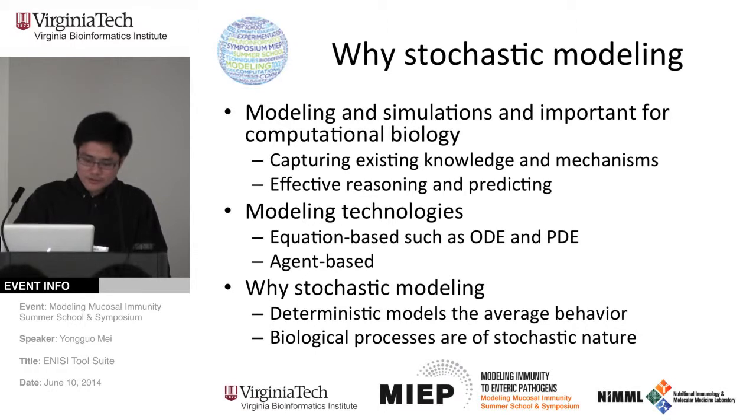Why stochastic modeling? Because deterministic models only model average behavior. Unfortunately, a lot of biological processes are stochastic. So you will see from the case study that when everything is deterministic, you run 1,000 times and get all the same results. But when you run the stochastic model, you can see very interesting scenarios. Sometimes it's double positive, sometimes it's single positive. Those scenarios show up, and that's exactly what you can observe in the experiment.